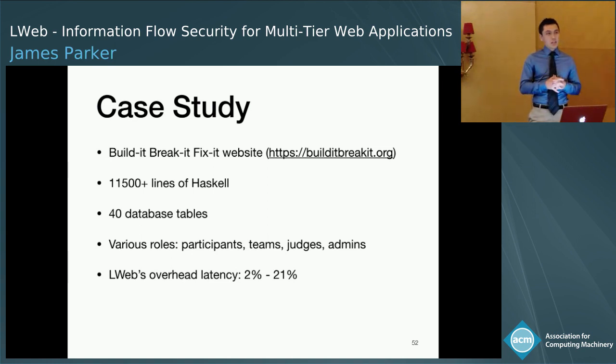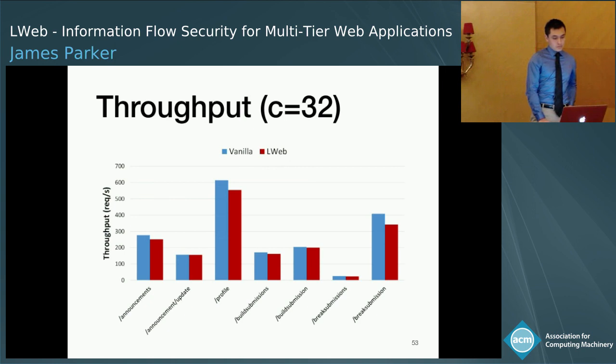So we measured the overhead between a version of this website with LWeb and a version without LWeb, and we measured overhead between 2% and 21%. Here's a graph of the throughput of both versions of the website. The version in red is the LWeb version. The y-axis is throughput, and the x-axis is different pages on the website. You can see that the throughput is slightly lower for the LWeb version, but it's not that much slower.